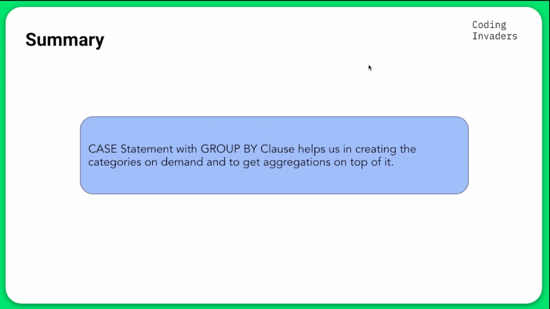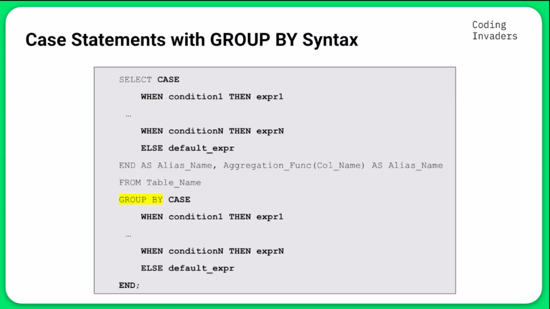Now, let's check the summary. Here, the case statement with group by clause helps us in creating categories on demand and to get the aggregation on top of it. Next, let's see the case statement with group by syntax. Initially, you have to select and use the case keyword, when condition 1, then expression 1. You can give n number of conditions. If you have a default expression, use the else statement and then end the case. From table name, use the keyword group by, and again you can repeat the same case, or else you can just give the name of the previous case here.